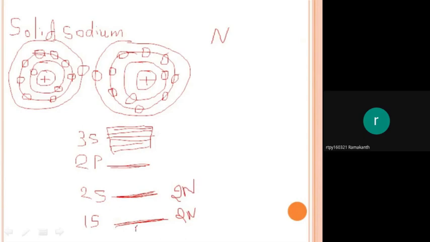Why? Because it can accommodate 2 electrons, and this can accommodate 6 electrons. So here there are 6n energy states, and 6n electrons are occupied here. So what happens when the atoms are very close to each other?